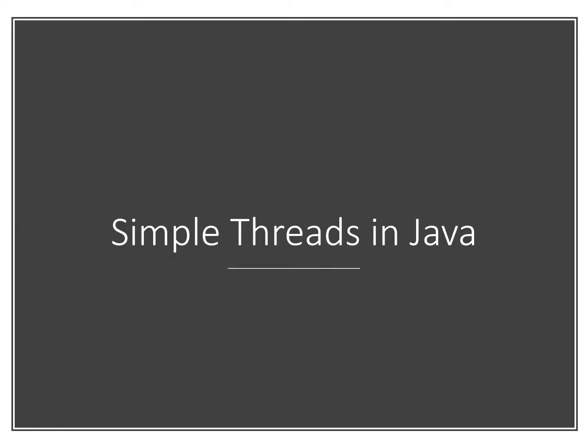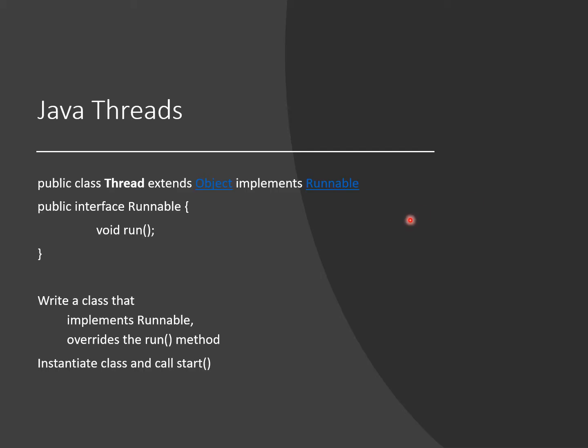Let's look at a thread in Java. It's very simple. Basically, we have to write a class that implements the runnable interface and overrides the run method. So very simple. Run is what is called when we create a thread and call its start method. So we never call run directly. We call start on the thread object that we create.